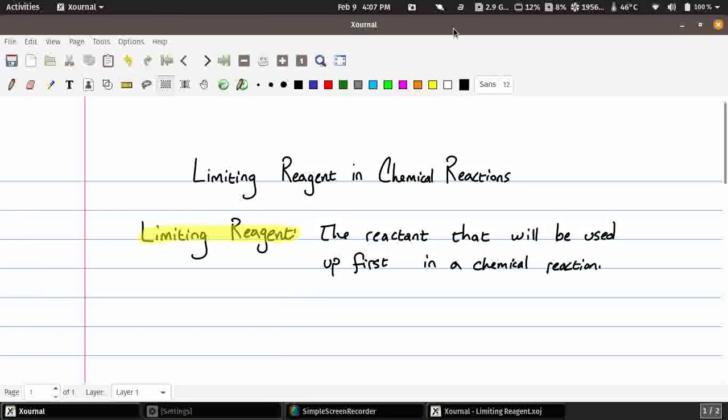Okay, so today I'm going to talk about limiting reagent chemical reactions. First thing you're probably asking is what is a limiting reagent? It's exactly what it sounds like. The limiting reagent is the reactant that will be used first in a chemical reaction.